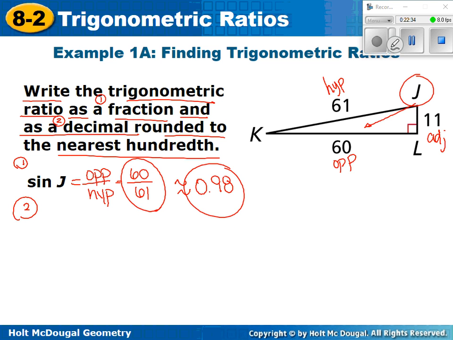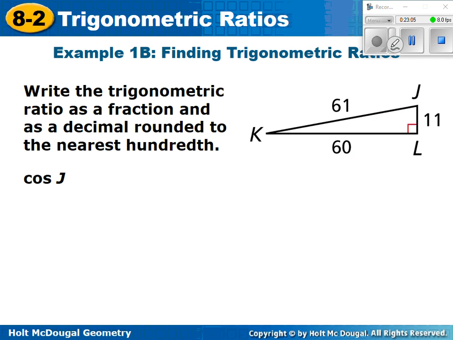It did not ask you for angle J. It did not say find the measure of a side or the measure of an angle. That's where we're headed, but that's not what this question asks. Every year I have students who miss this simple problem because they go too far, because we're getting ready to learn how to go farther. This just says, write the trig ratio as a fraction. What's the sine of J? 60 over 61. Are you with me? Okay, let's try the next one.